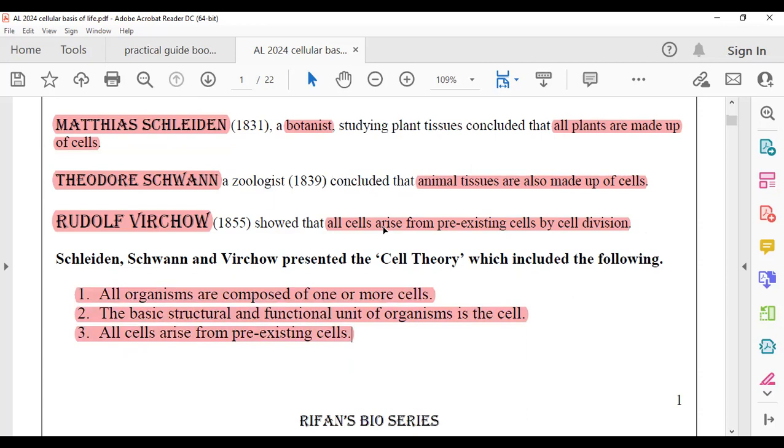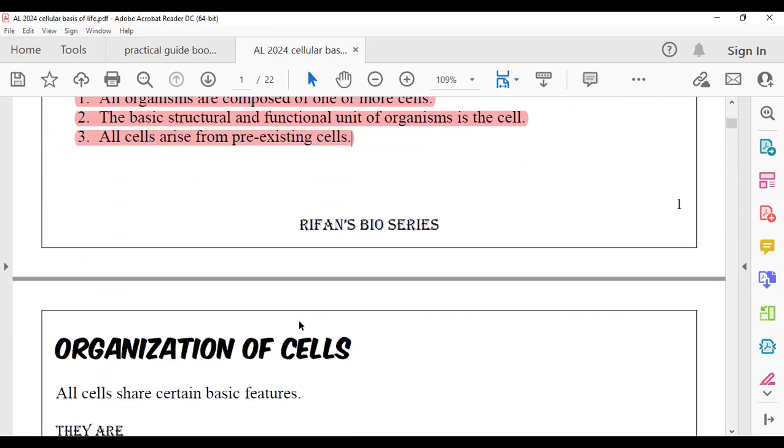All organisms are composed of one or more cells. Whether it's plants, animals, or microorganisms, all organisms are composed of one or several cells. Second one, the basic structural and functional unit of organisms is the cell. Third one, all cells arise from pre-existing cells. Clear? Clear, sir.